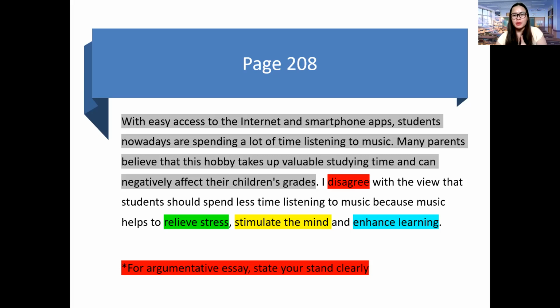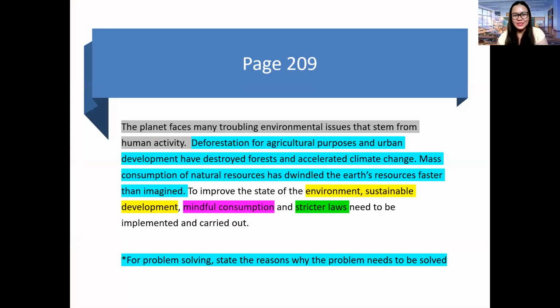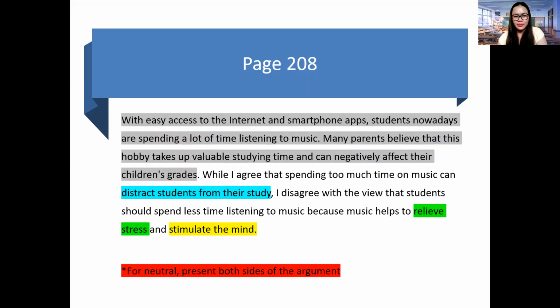So please bear in mind that for an argumentative essay, you have to state your stand clearly. Do you agree or do you disagree? Because it's argumentative, you have to take a stand. But what if you're neutral? Let's move on to the next page. Sorry, there's no next page. Move on. Here, if you are neutral, you present both sides of the argument.